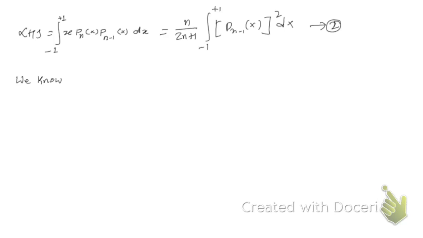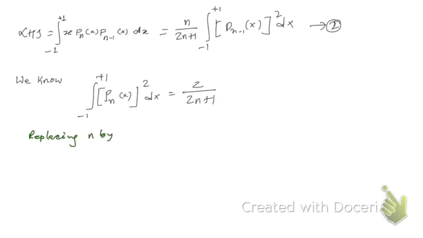Okay, I have given 2 links, one for the recurrence formula and another for this formula, that is integration from -1 to +1 P_n(x) whole square dx is equal to, that formula was 2/(2n+1). Okay, we must know this in order to prove this. Now here you see, if we replace this n by n-1, then you're gonna get this, right? So let's replace n by n-1.